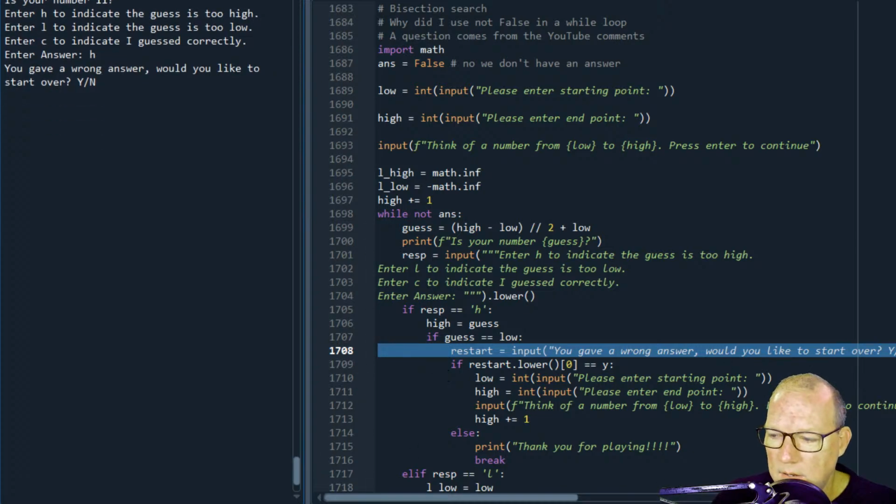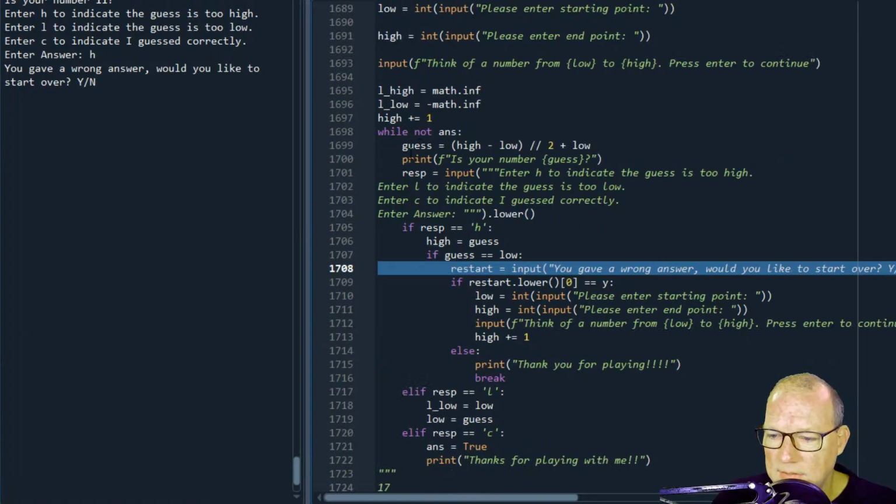Anybody got any guesses? Because now I already know. So I need to reset low and high. Oh, we did do that. We are doing that. We're resetting low and high. So it should come right back up here because we're not breaking out of the loop. The loop should come straight back up here and do high, low, and give us a new guess.